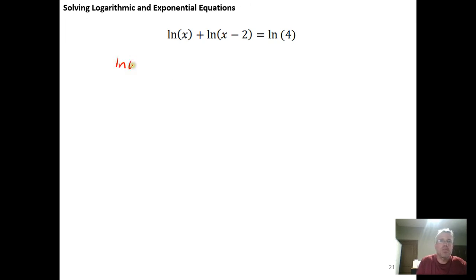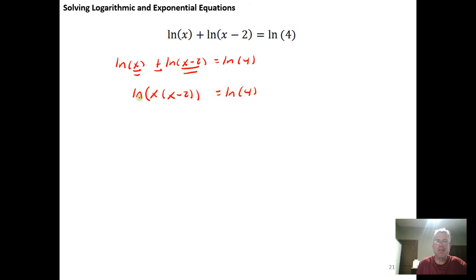You have a natural log of x plus natural log of x minus 2 equals natural log of 4. We have the sum of two logarithms with the same base. So the log properties indicate that we can rewrite this as a single logarithm on the left-hand side, where we have the logarithm of the product of the inputs.